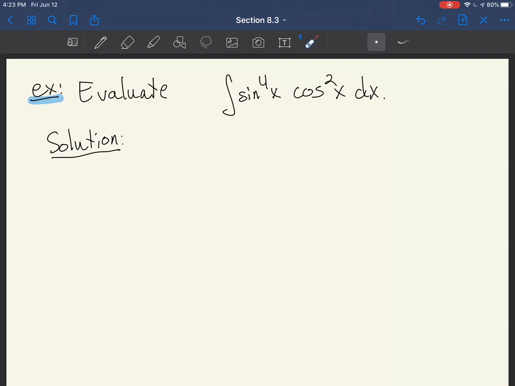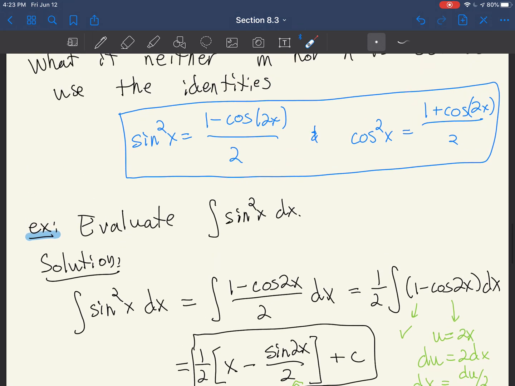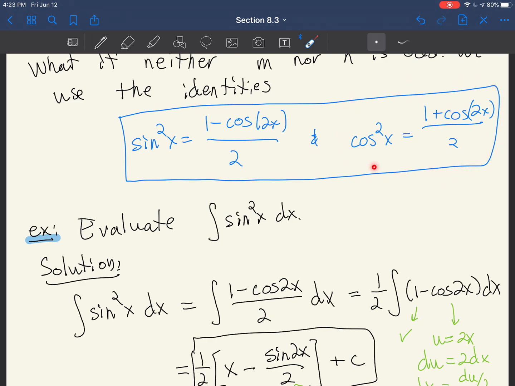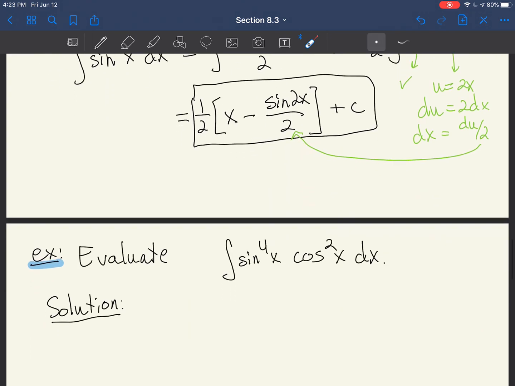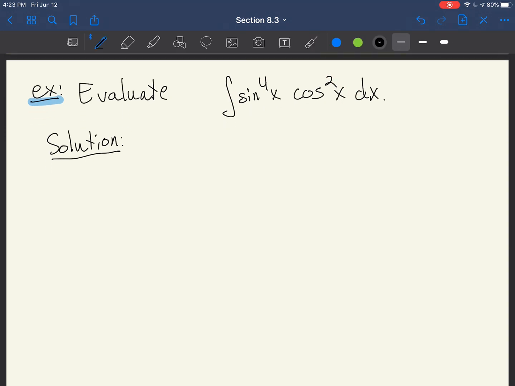Okay, so when they're both even, notice that the goal before was to get one of them down to 1, and you could technically use cosine squared x equals 1 plus cosine 2x over 2, and then you only have 1 power of cosine, but you then can't do your u-substitution that you want because you have something different inside of the cosine. So when both of m and n are even, you're going to use both trig identities to just completely convert everything into cosine 2x.